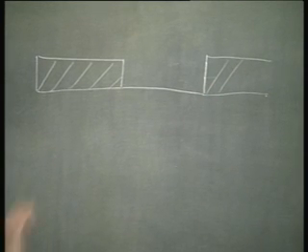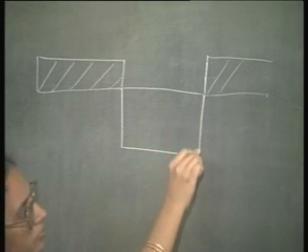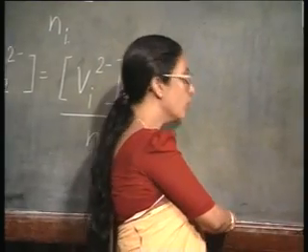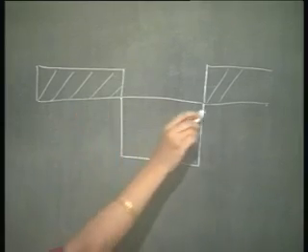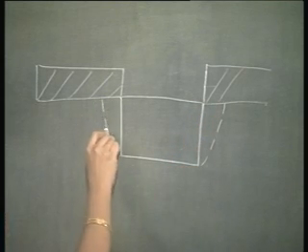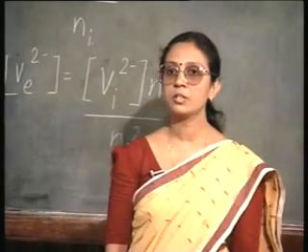Okay. So, ideally what you want is the diffused region will be like this, right? But in practice it will never be so, it will always move a bit inside. And this is called the lateral diffusion.